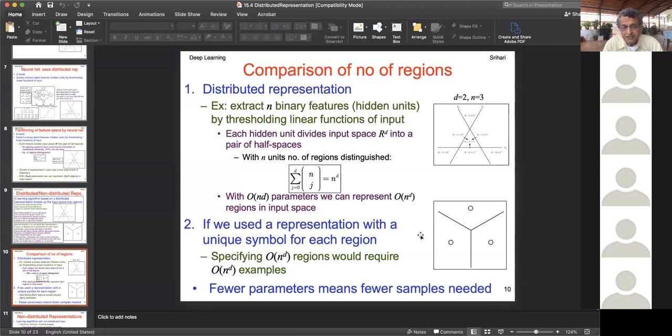So fewer parameters means fewer samples needed. That's a general rule in pattern recognition, that the number of samples you need is at least of the order of the number of parameters. And the number of parameters needed is much larger for a very complicated set of concepts with a symbolic representation, much easier with a distributed representation.